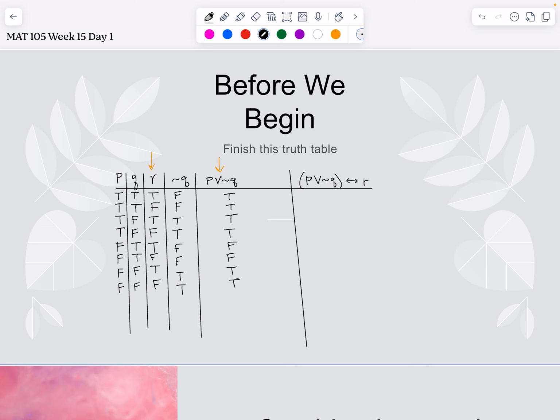So we have true, true, they're the same. False, true, they're not the same. True, true, they're the same. False, true, they're not the same. My letters are getting bigger. True, false, false, false. True, true, false, true. 1, 2, 3, 4, 5, 6, 7, 8. Okay, as long as I got all 8. And now we have completed our truth table. We've got the column that we wanted. We have the values for the entire statement.